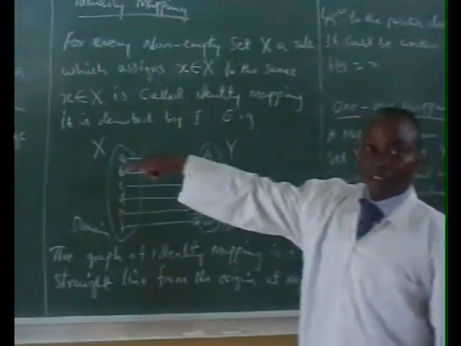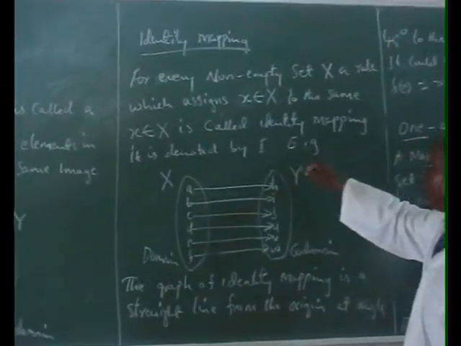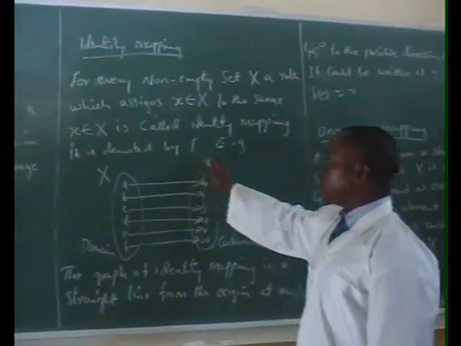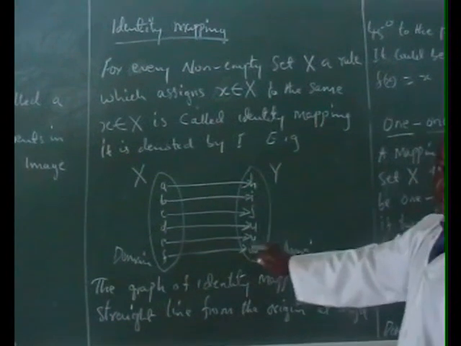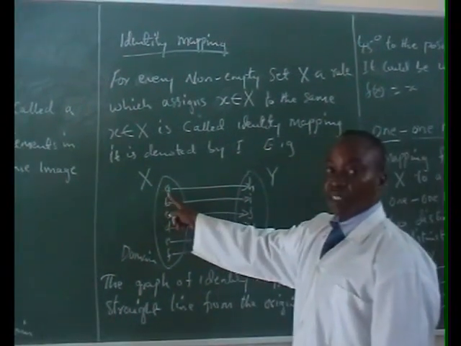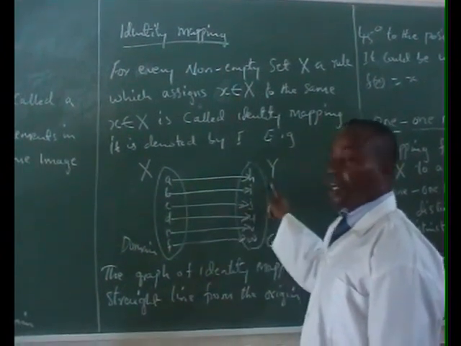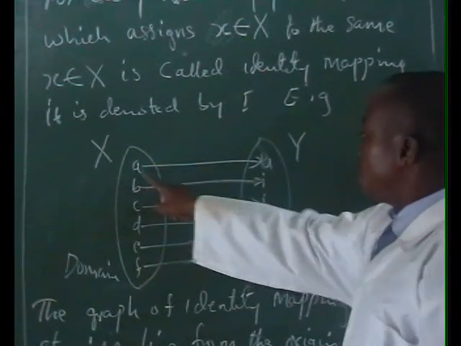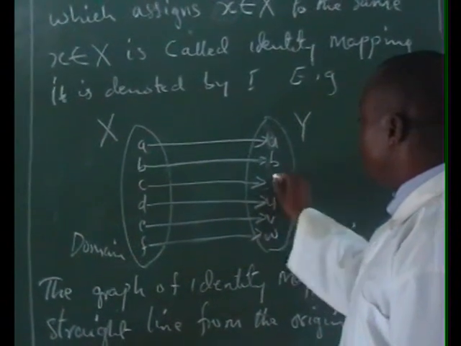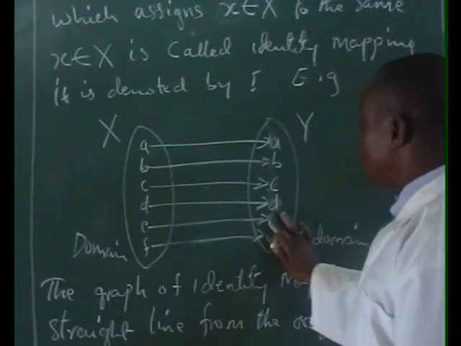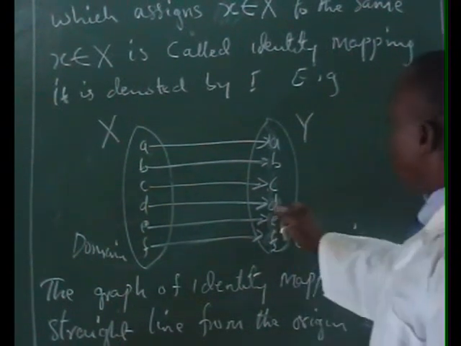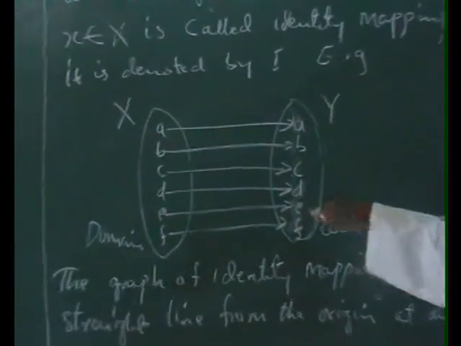For every non-empty set X, mapping every element of X to the same element of X is called identity mapping. It is denoted by... Here is an example of identity mapping. Look at this diagram. Every element in this set is mapped to itself. A maps to A, B maps to B, C maps to C, D is also D, and then we have E. E will also map to E, and F maps to F. Look at that. This type of mapping is what we call identity mapping.